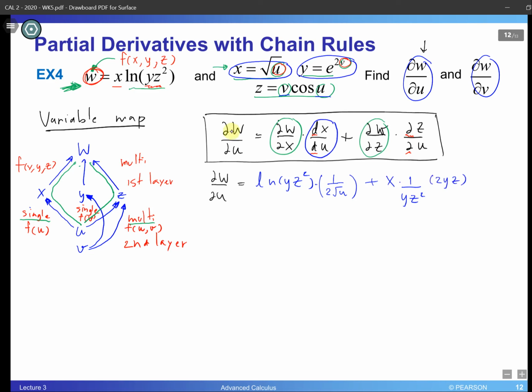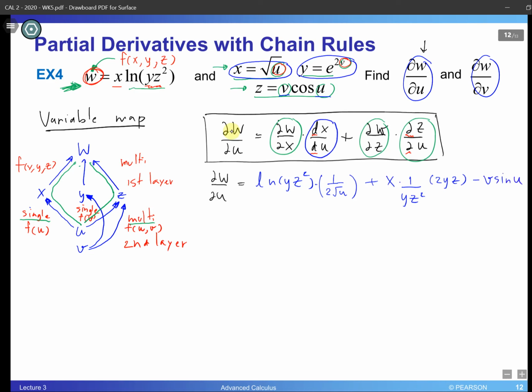So the last term, dz by du. So I'm supposed to diff this z right here with respect to u. So here I diff cosine u. I am going to get minus sine u. So for this one, it's going to be minus v sine u. So let's conclude on this one.